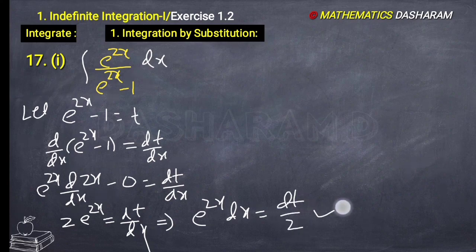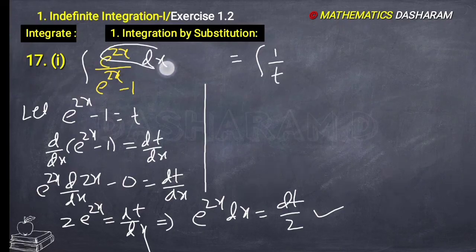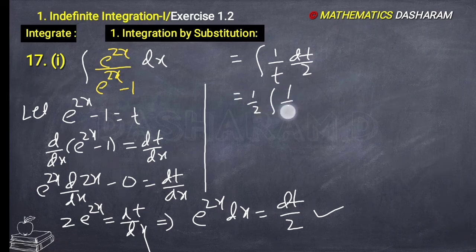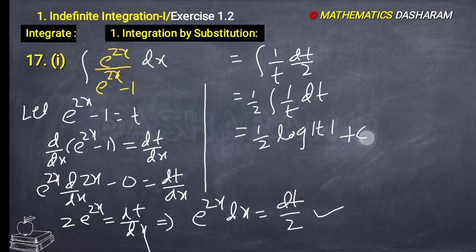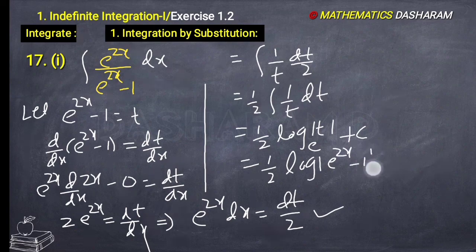Now substitute this value in the given question. So the question is here, 1 by e power 2x minus 1 is t, e power 2x into dx is dt by 2. So 1 by 2 is a constant, so integration of 1 by t dt is equal to 1 by 2 into log mod t plus c, with base e, and substitute the t value: mod e power 2x minus 1 plus c is our required answer.